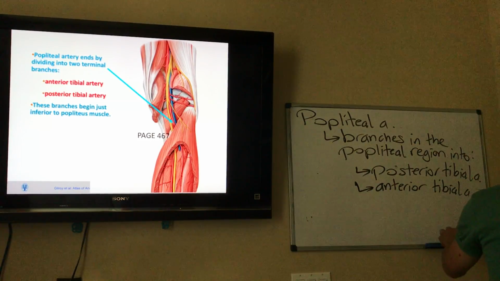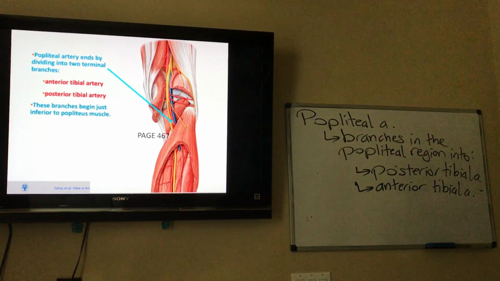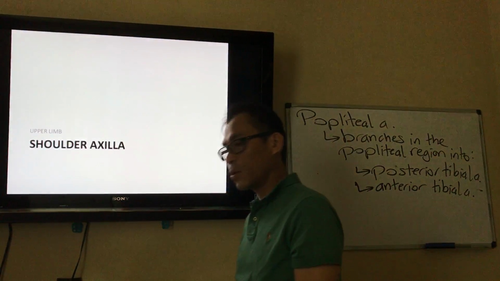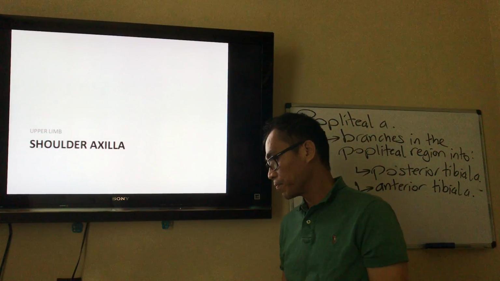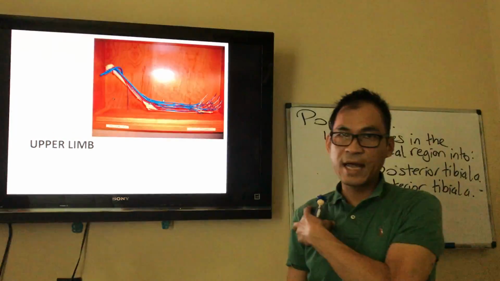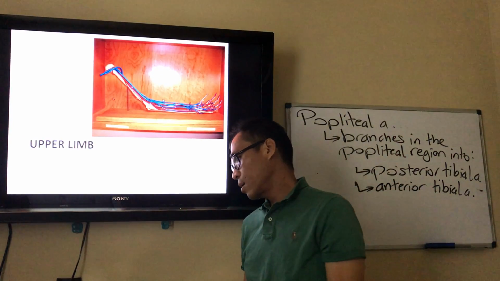Let's continue on. These arteries, the posterior and anterior tibial arteries, go all the way down to the foot, and that's as far down as I want to go in terms of blood vessels you have to know for the lower limb. I'd like to go back up to the upper limb and talk about blood vessels that supply blood to it, starting with the shoulder or axilla region. The whole thing's the upper limb, but we're going to start with the most proximal attachment to the trunk, the shoulder.